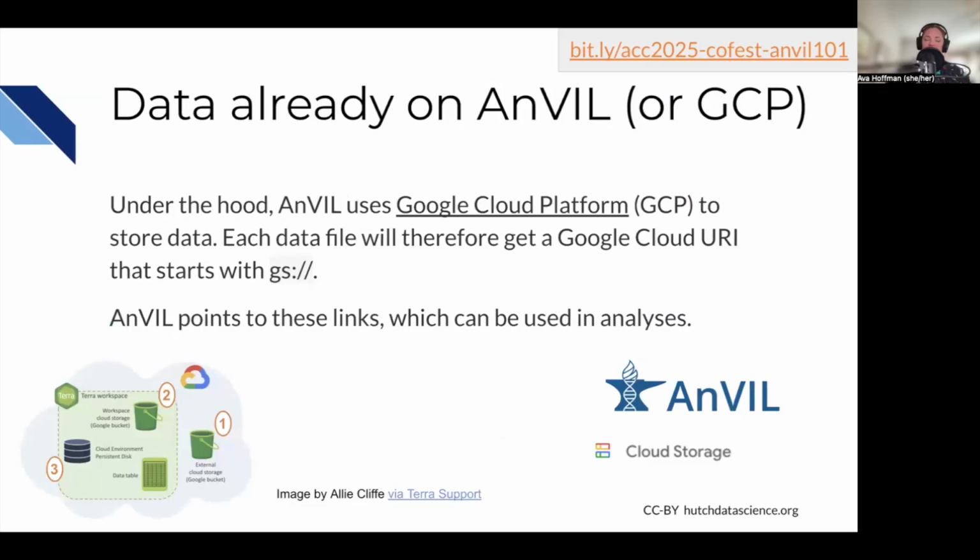We won't talk too much about data already on AnVIL. I think there's really great resources to kind of discover that using the AnVIL Data Explorer. But under the hood, AnVIL uses Google Cloud Platform, or GCP, to store data. So each data file will get a Google Cloud URI. So that's basically a link that starts with gs://. And AnVIL points to these links, which can be used in analysis. And important to note that as of recording, this is September 2025, AnVIL only supports Google Cloud Storage and not other alternative clouds such as Azure.